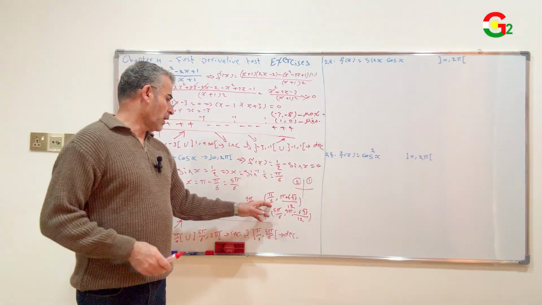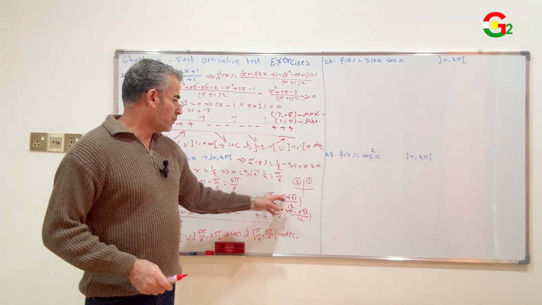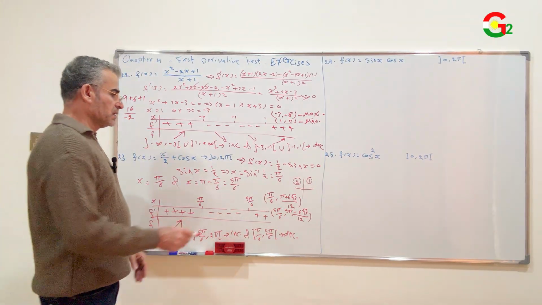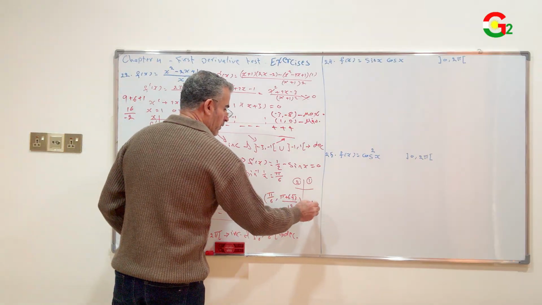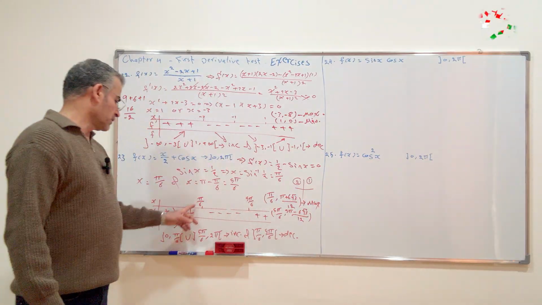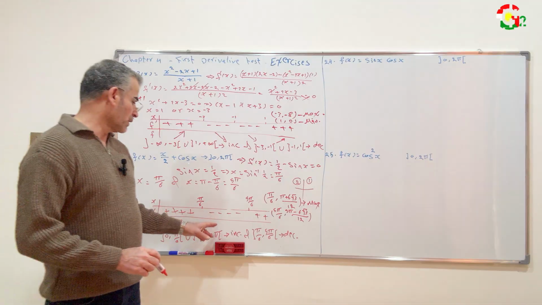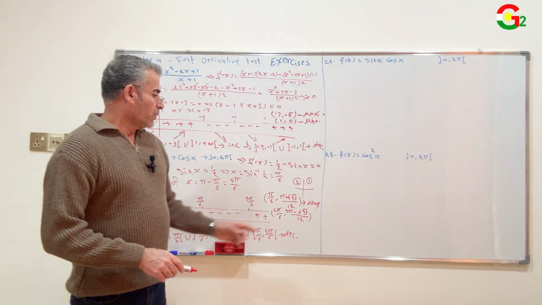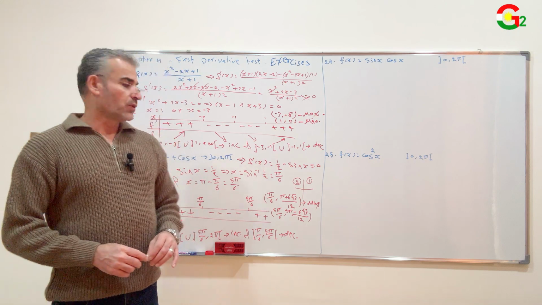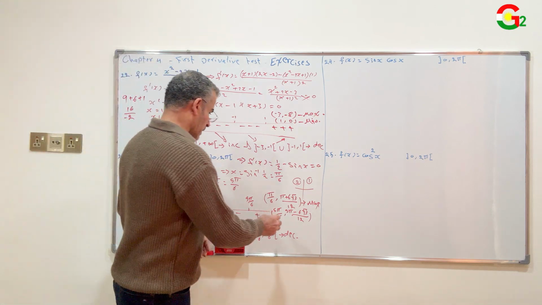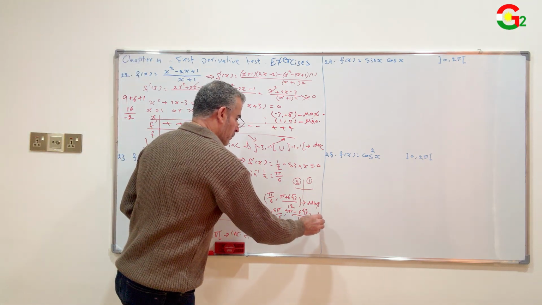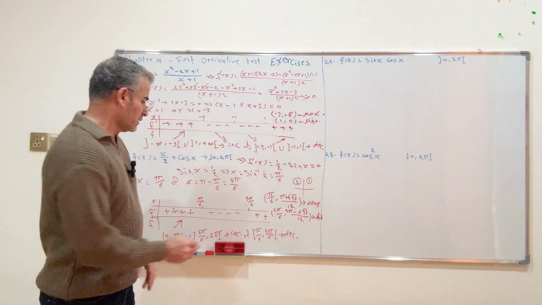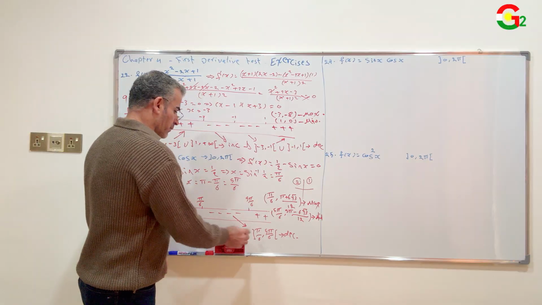The point pi over 6 with (pi plus 6 square root 3) over 12 is a local maximum point for this function, since the function changed from increasing to decreasing, and the point 5 pi over 6 with (5 pi minus 6 square root 3) over 12 is a local minimum extrema for this function, since the function changed from decreasing to increasing.